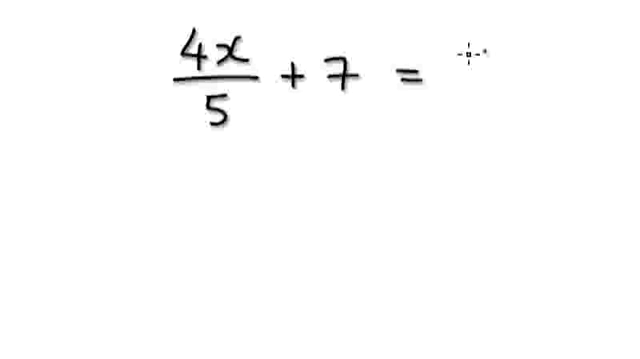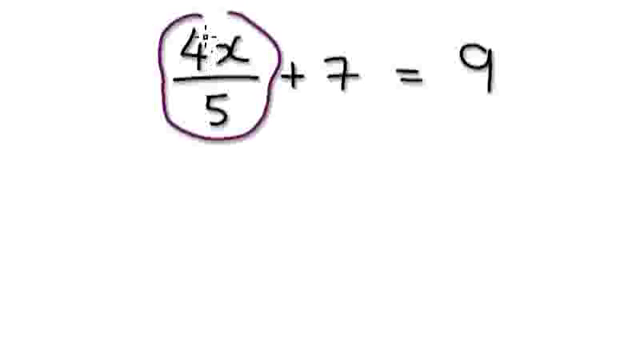Okay, let's carry on with our practice. Let's say 4x over 5 plus 7 equals 9. So imagine this is in a bubble here, and then you've got a bubble within a bubble here. Okay. We'll kill off the 7 first. So press pause and have a go.